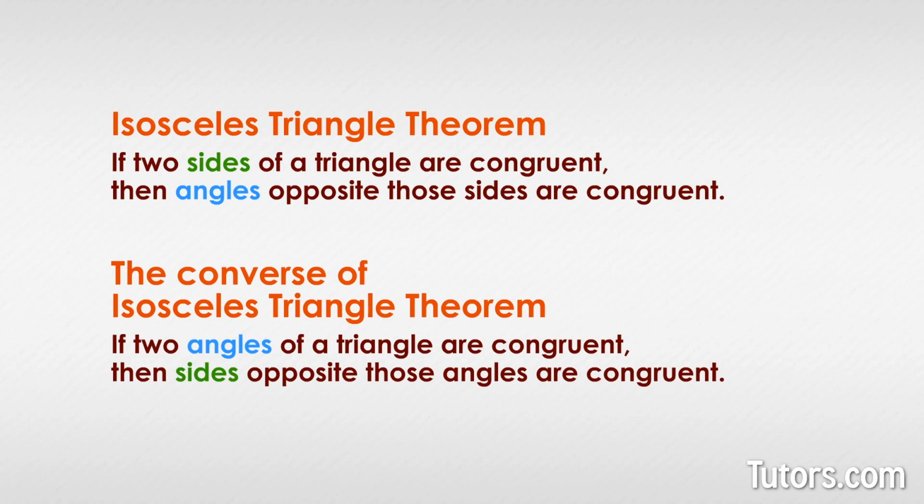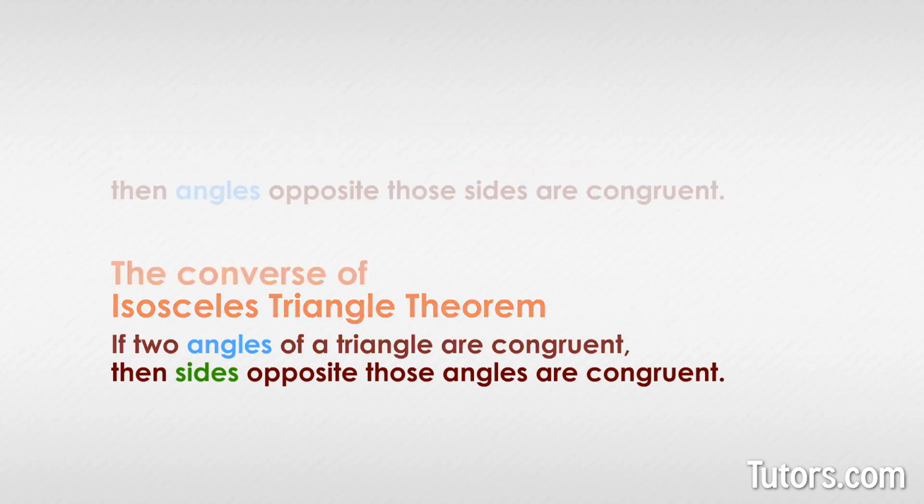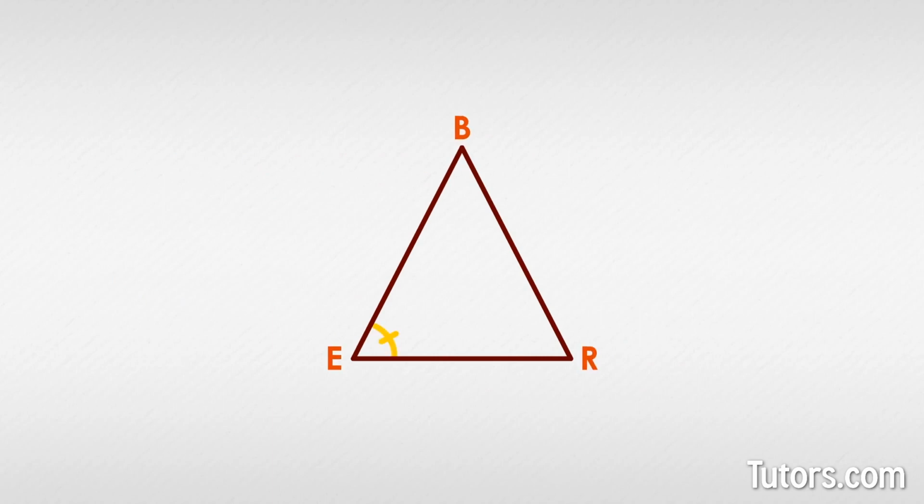Remember, not every converse statement of a conditional statement is true. If the original conditional statement is false, then the converse will also be false. If the premise is true, then the converse could be true or false. To prove the converse, let's construct another isosceles triangle, triangle BER. Given that angle BER is congruent to angle BRE, we must prove that side BE is congruent to BR.